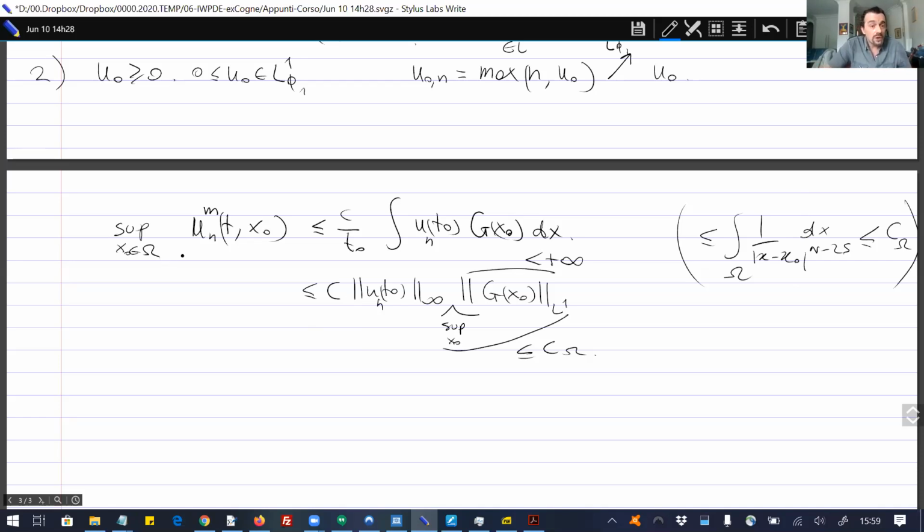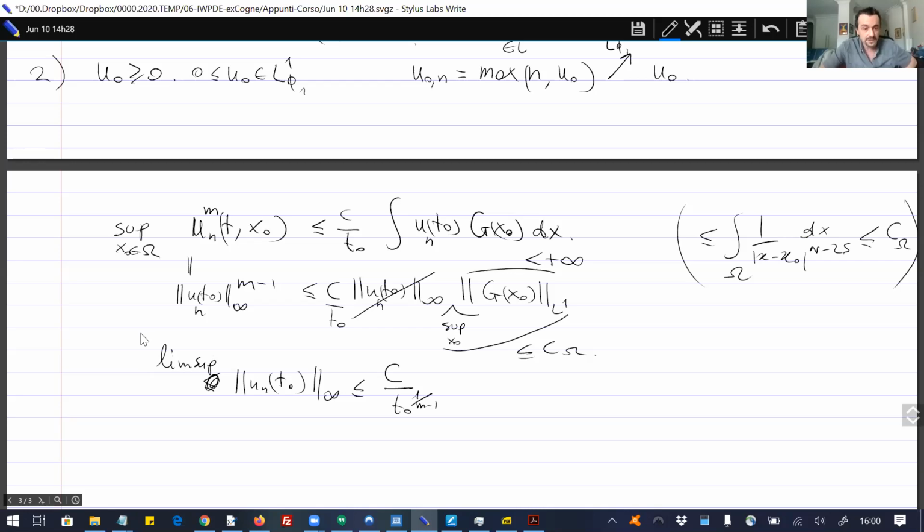But now what do you do? You notice that this is the norm of u(t0) in L infinity to the power m. And then here you get the simplification, and here you get the estimate. If you read what we have written, the norm of u_n(t0) in L infinity is less or equal than a constant, independent of u0, times this integral, divided by t0 to the power 1/(m-1). And that's it, and this is the proof. There is a problem. Here we still have u_n. Well, you use the lower semi-continuity of the norm, which tells you that the limsup, if you want, of this, the lim, sorry.